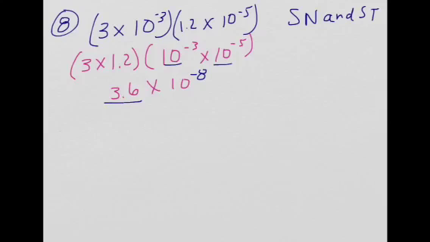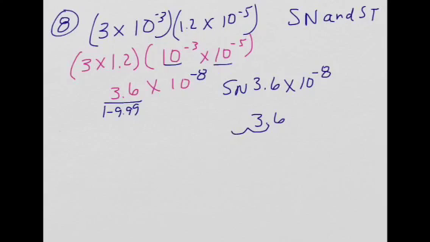Now 3.6 is between 1 and 9.99, so that number can stay the same, and the exponent's going to be negative 8. So scientific notation would be 3.6 times 10 to the negative 8. If we're going to put it into standard form, we're going to take the 3.6 and we're going to move that decimal 8 places to the left. 1, 2, 3, 4, 5, 6, 7, 8.